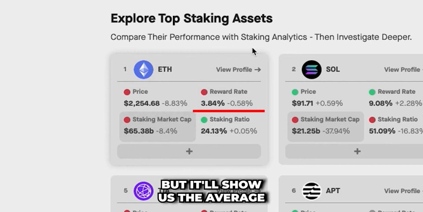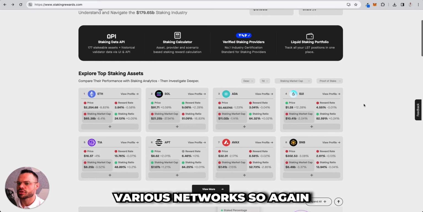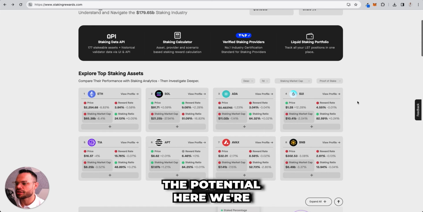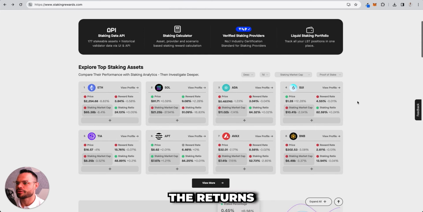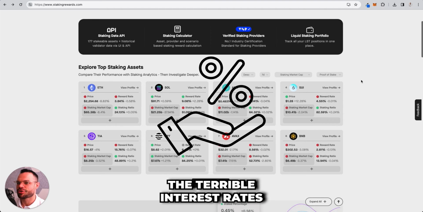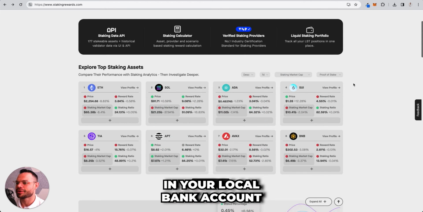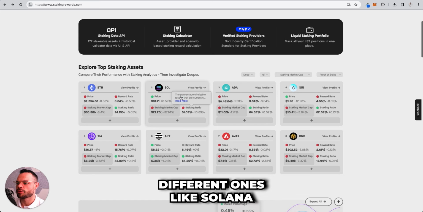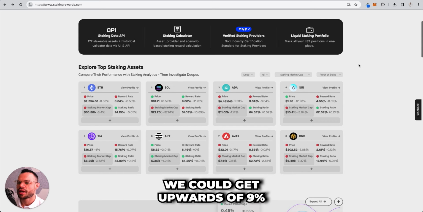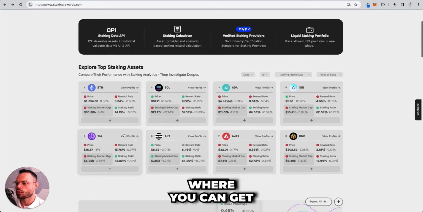It'll show us obviously the price, but it'll show us the average staking rewards on these various networks. We'll look at the potential in a moment, but you can think about the returns you can possibly be earning on your crypto versus the terrible interest rates you're probably getting on US dollars or your fiat currency in your local bank account. Networks like Ethereum have a 3.84% potential reward. Different ones like Solana, we can get upwards of 9%. We're even going to look at some examples like Celestia and Polkadot, where you can get even more than 11, 12, 13% staking rewards on your crypto.